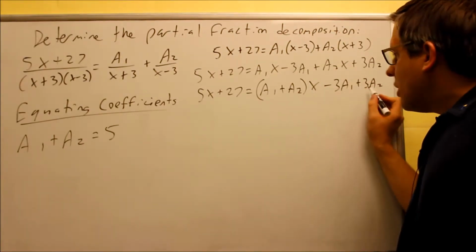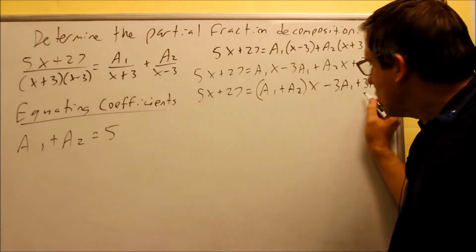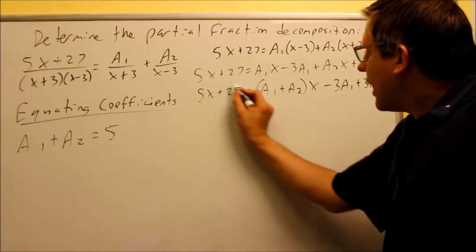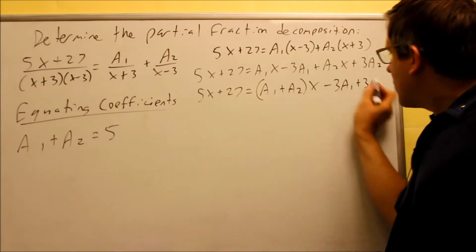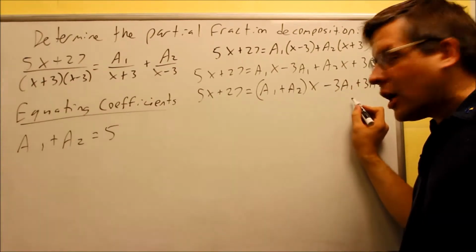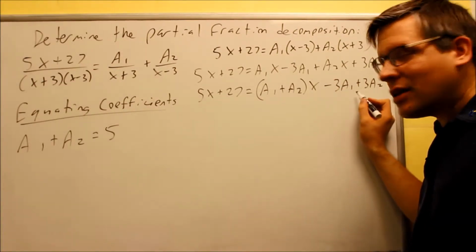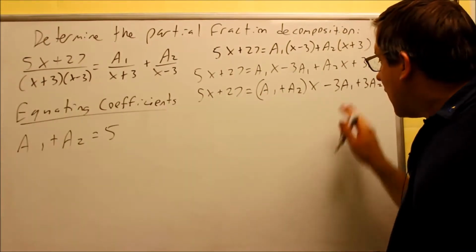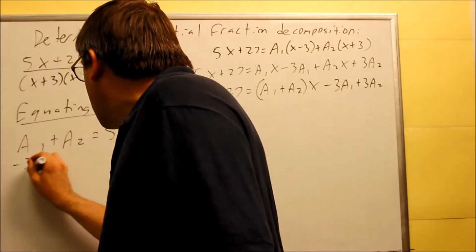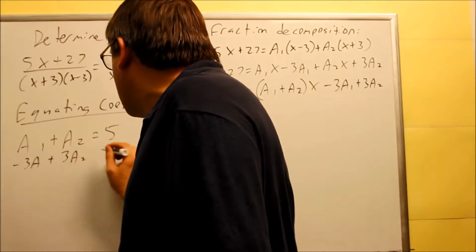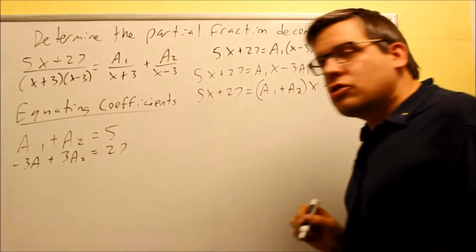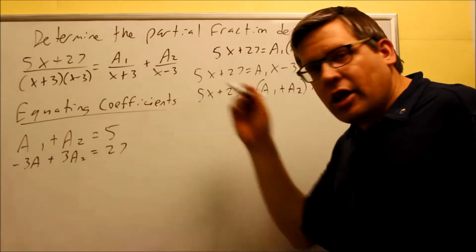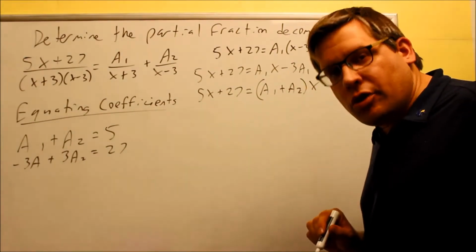The part over here, these are the non-variable, the constant terms, and I have two of them over here but only one of them over there. So the negative 3a1 and 3a2 have to add together to equal 27, and I'm going to get another equation out of that. So I'm going to write negative 3a1 plus 3a2, and that's going to equal 27. Now what I end up with is two equations and two unknowns.